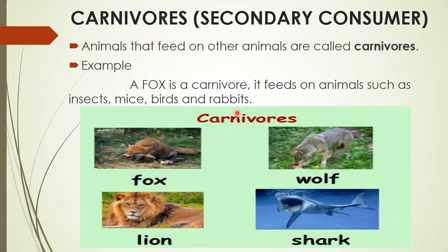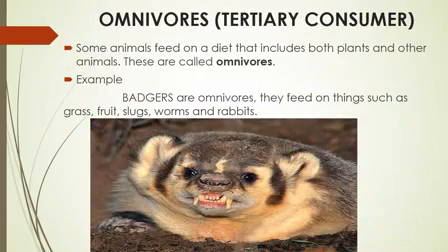So in short, those animals which get their food from other animals are called carnivores. The examples are the fox, wolf, lion, shark, because they all hunt other animals and they eat the other animals. So those animals which get their food from other animals are called carnivores.